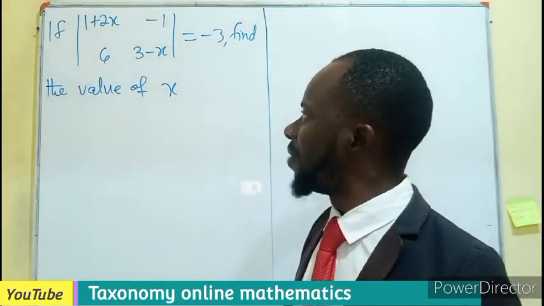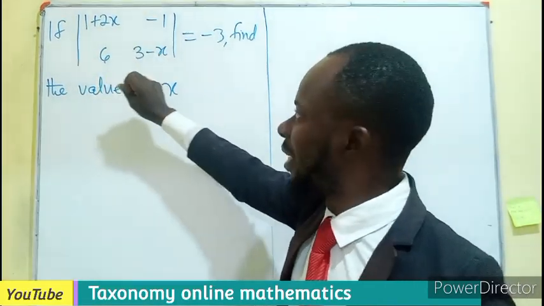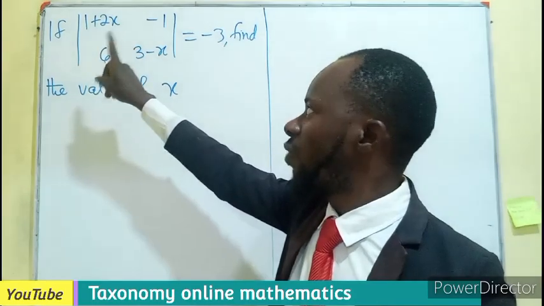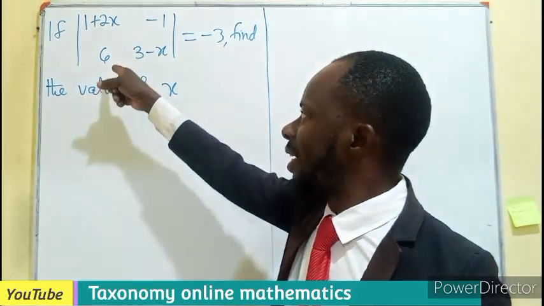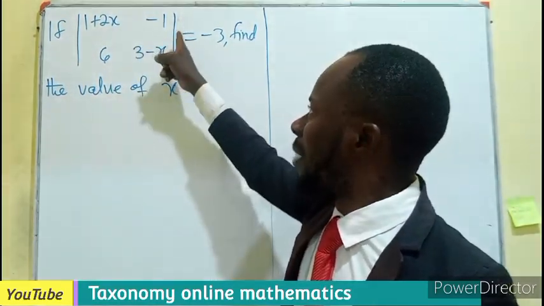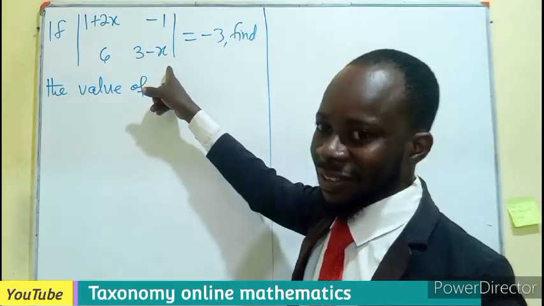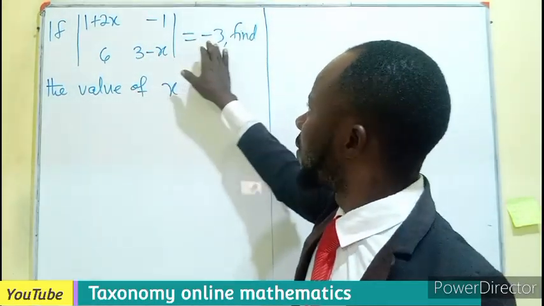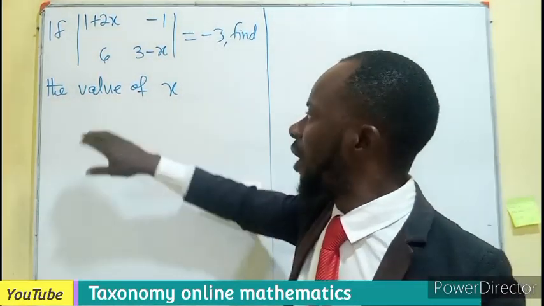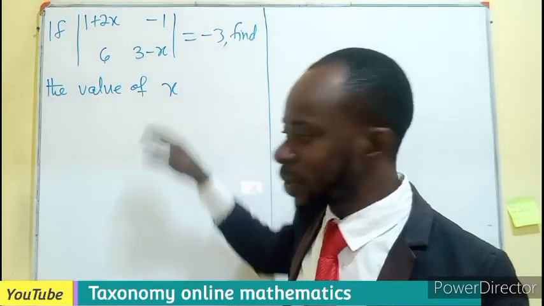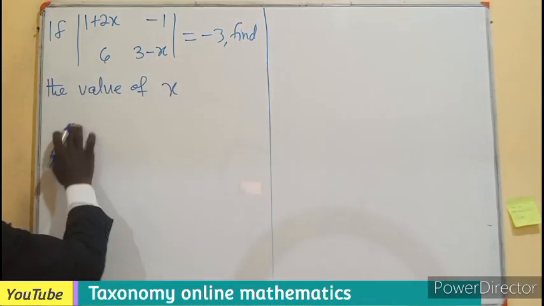So we are saying if the determinant of the matrix, where the first entry is 1 plus 2x, then we have 6, minus 1, 3 minus x, is equal to minus 3, we have to find the value of x. So how do we find the determinant?